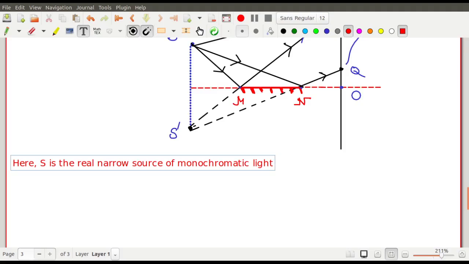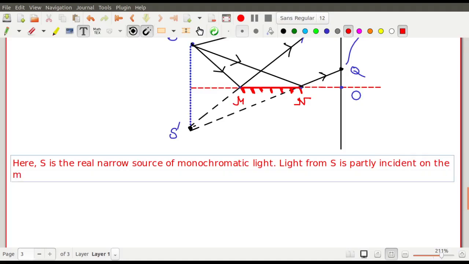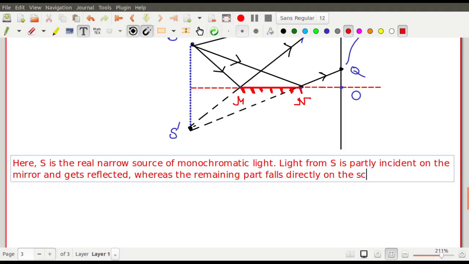Now, light from capital S is partly incident on the mirror and gets reflected, whereas the remaining part falls directly on the screen. Got it?